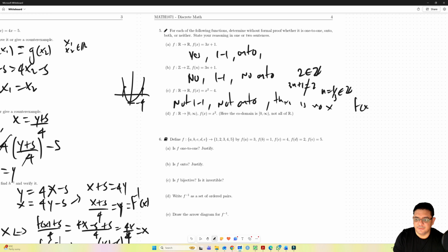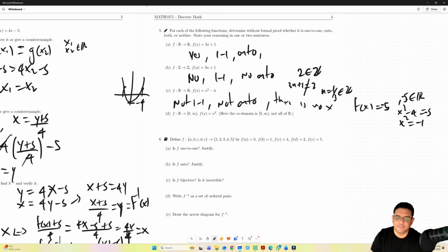Let's try with minus 5. If I get minus 5 in here, then you will get x squared equals minus 1. And so that's impossible, as we described before. So that's what makes it not onto: minus 5 has no x with f of x equal to minus 5, and minus 5 is a real number.